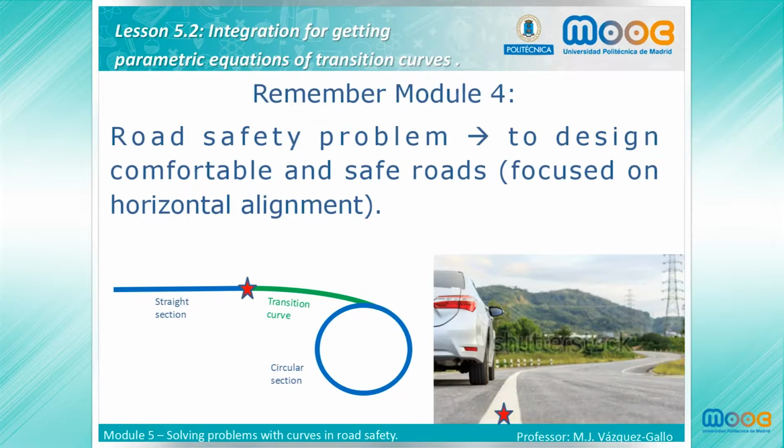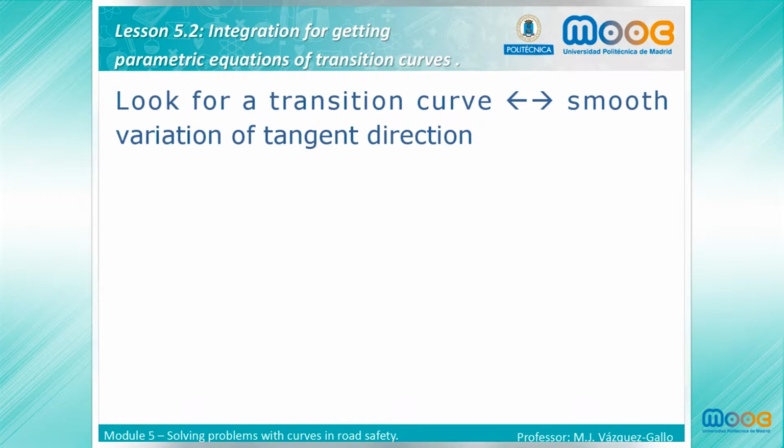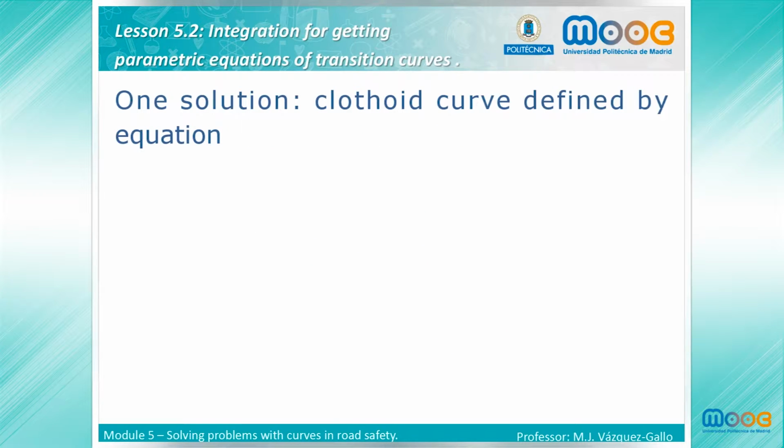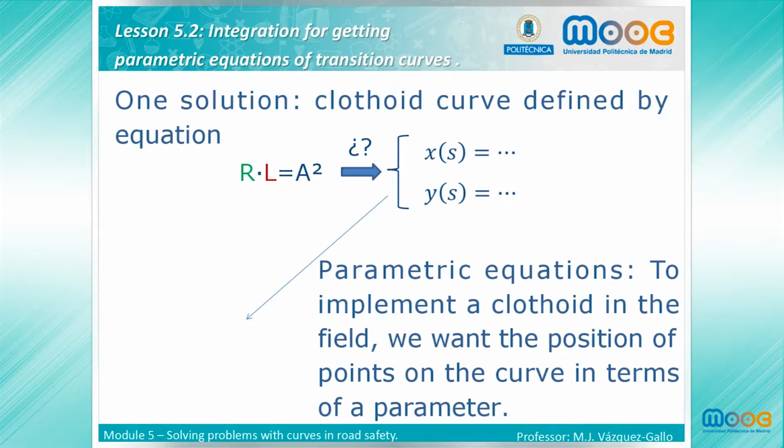Remember that in Module 4, we wanted to design comfortable and safe roads, and we focused on horizontal alignments. We then looked for transition curves whose tangent direction varies smoothly. As curvature is the size of change rate of tangent direction, the clothoid curve solves our problem because at each of its points the curvature is proportional to arc length, and therefore the radius of curvature is inversely proportional to arc length. To lay out a clothoid in the field, we want parametric equations giving the coordinates of each of its points as functions of the parameter arc length.